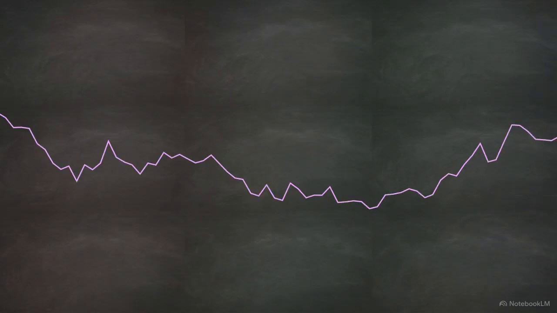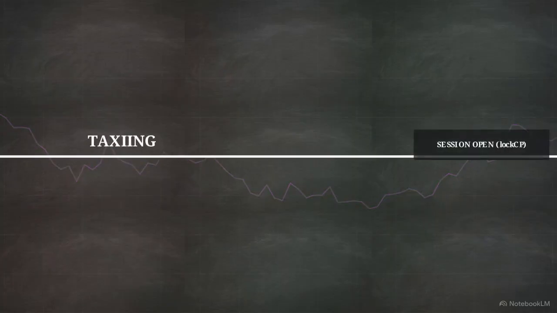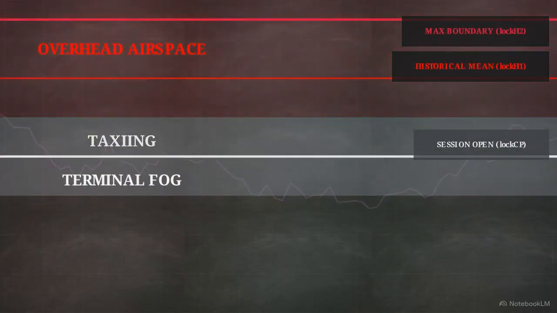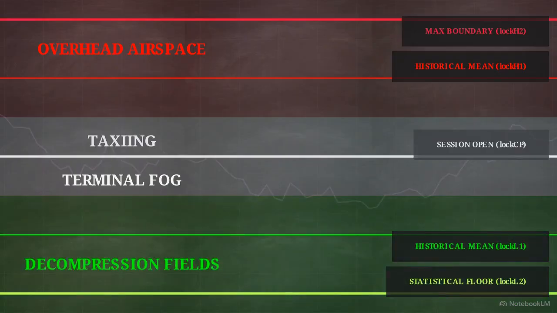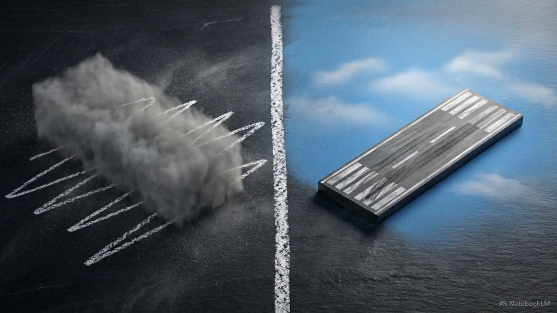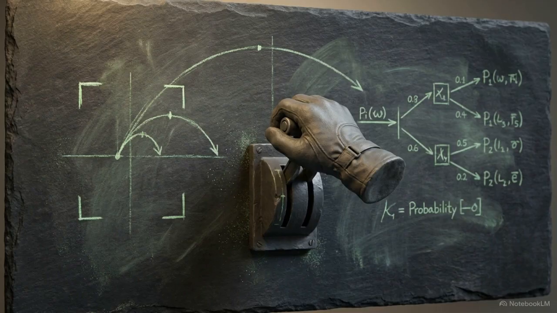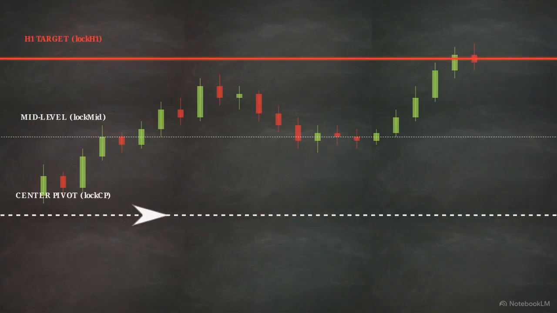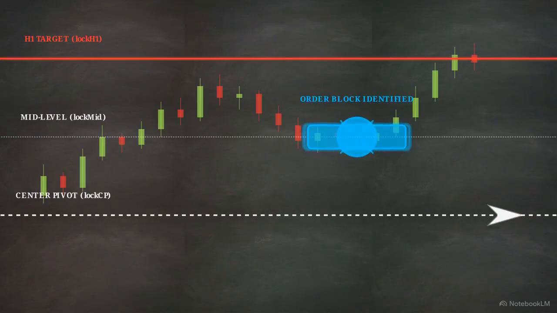Price action is organized into 4 distinct spatial zones: taxiing, terminal fog, overhead airspace, and decompression fields. Converting these statistical equations into spatial zones establishes a consistent framework for decision-making. It replaces the ambiguity of manual charting with fixed rules for when to stay grounded and when the airspace is clear. By mapping volatility this way, you move from reacting to price spikes to observing how price interacts with pre-calculated probability zones. This allows for a more systematic approach to identifying institutional order blocks.